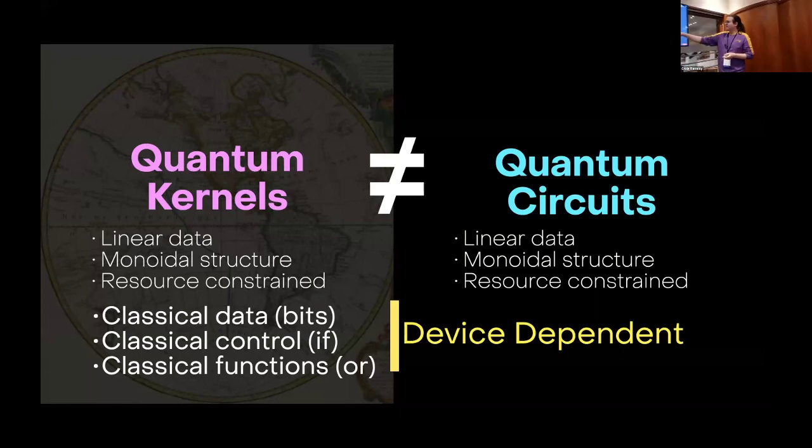If you're doing some measure and reinstantiating, then it won't work on lots of current generation devices. But this means that we can deal with bits within circuits and do some branching based on the results of measurements.